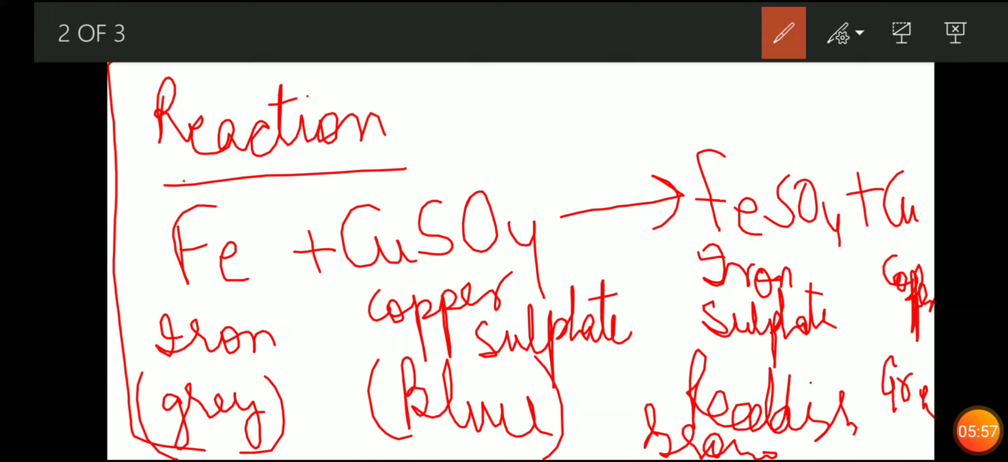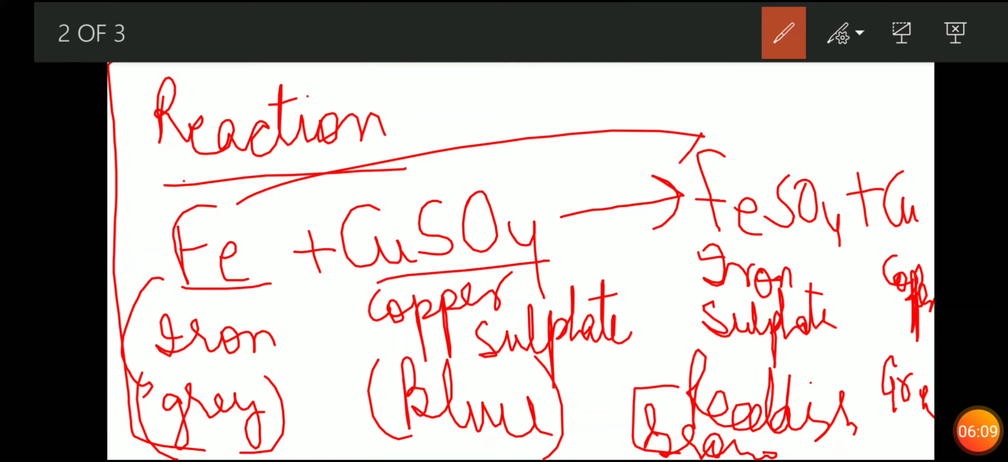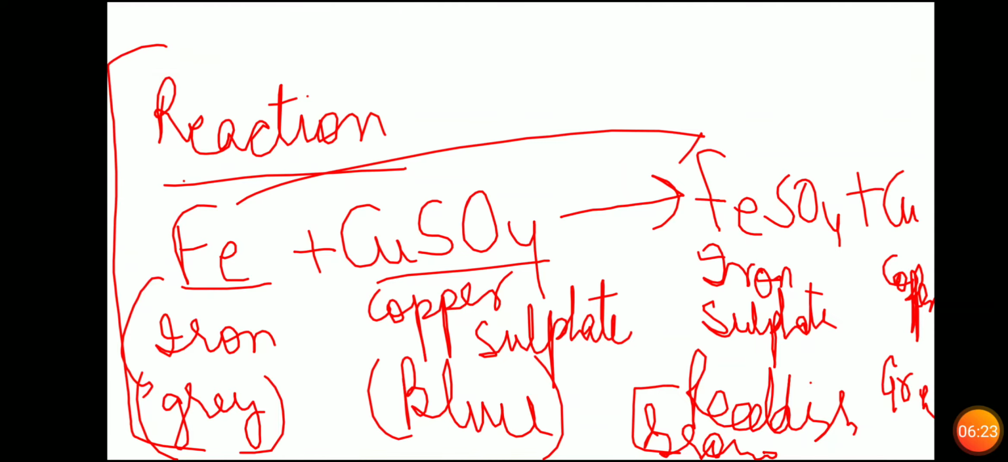In a reaction you will write everything in small steps. You write iron, so iron is gray in color. What is the change? That iron changes into reddish brown. Clear? Copper sulfate is blue in color, but the solution of copper sulfate changes and it becomes iron sulfate solution, and the color of the solution is green. So it is a chemical reaction, and you have to write the reaction like this only.